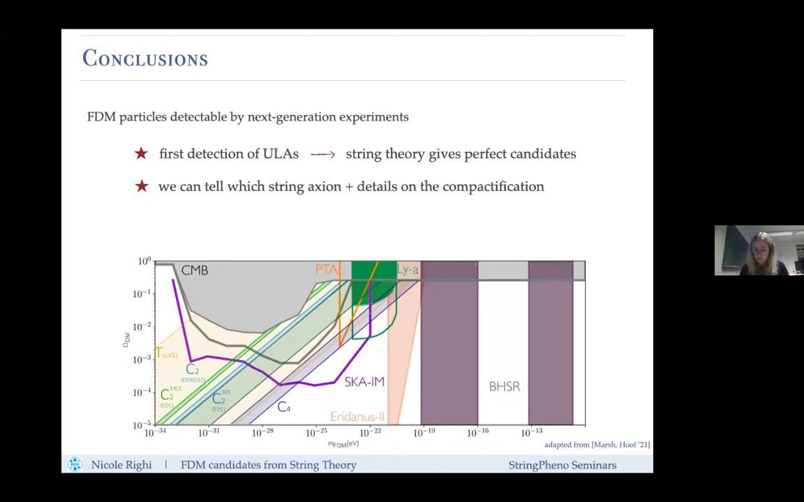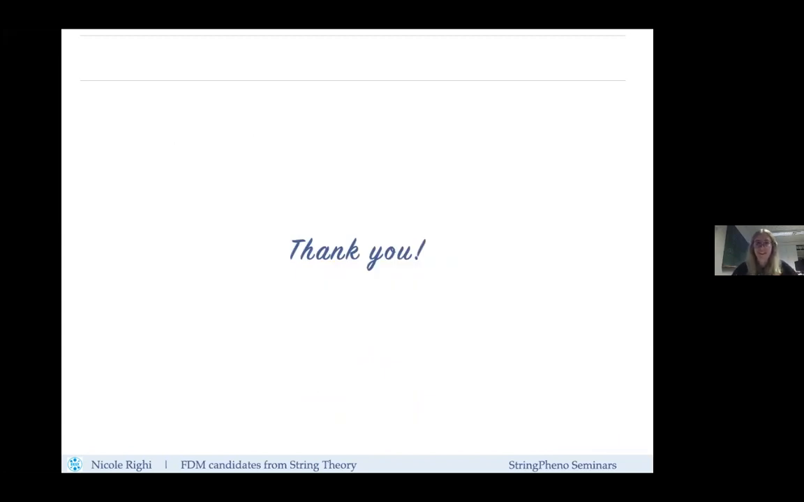As we show in this work, string theory gives perfect candidates for fuzzy dark matter particles. Moreover, from this work, we can also tell which string axion is the best candidate to fit the parameter space if this particle is actually detected. We will also be able to provide details on the compactification, for example the regime of volumes preferred or the moduli stabilization procedure preferred, and maybe also understand something about the weak gravity conjecture bound and its relation with the phenomenology. Thank you very much for your attention.